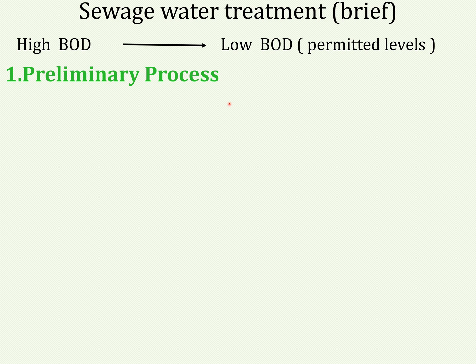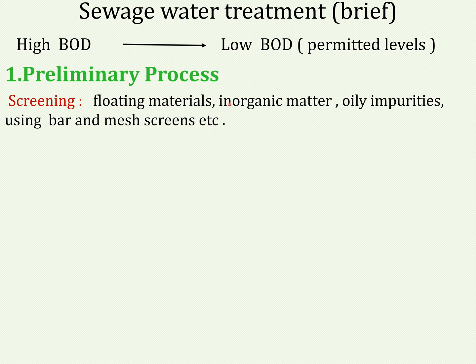In the preliminary process, we are going to screen out the large floating materials, suspended impurities or inorganic matter, even oily impurities present in the water, using bar and mesh screens or grit chambers or skimmers, etc. Okay, so we have now removed all the floating, inorganic or oily matter. Now, once the screening is over, we are going to send it to the primary treatment.